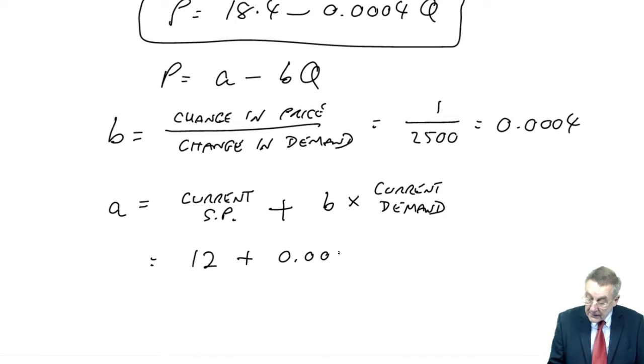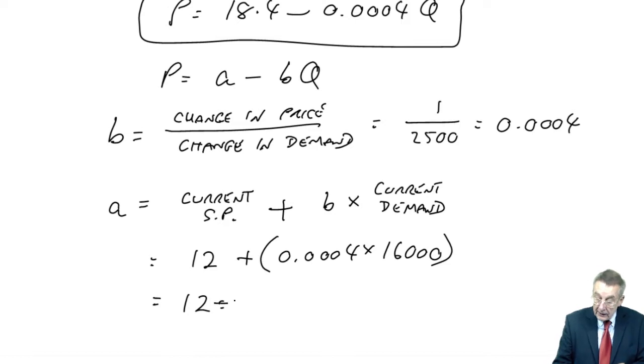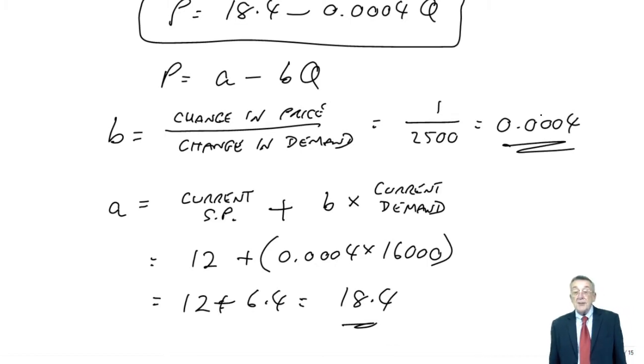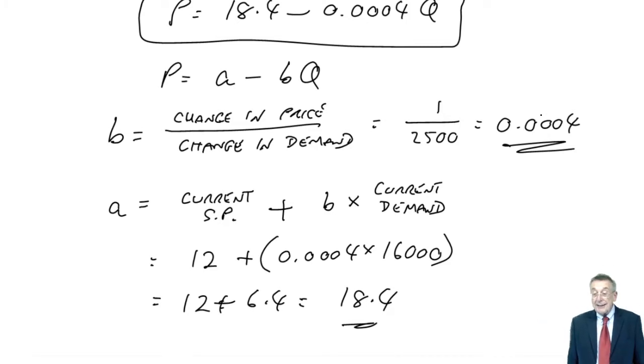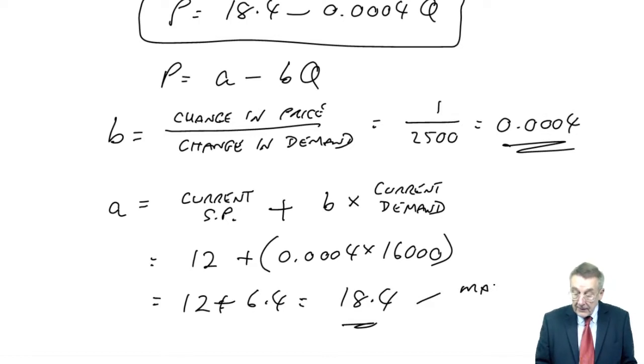B is 0.0004. The current demand is 16,000 units, which hopefully are exactly the same as before. 12 plus 6.4 is 18.4. So again, there is the price-demand relationship. And 18.4, in fact, is the maximum selling price out of interest.